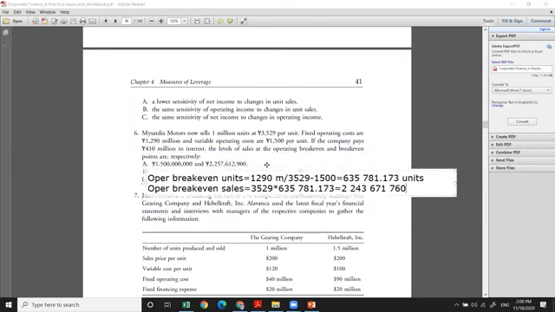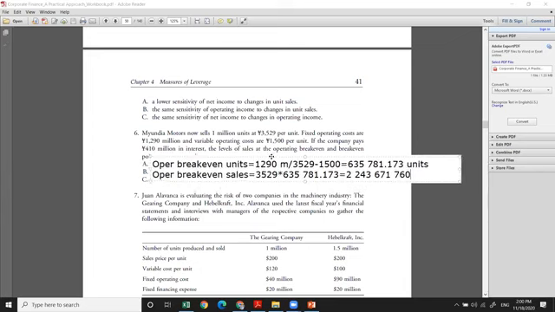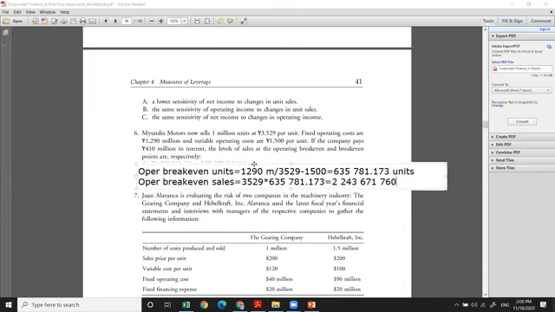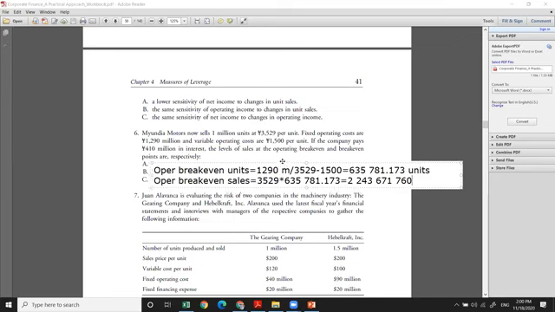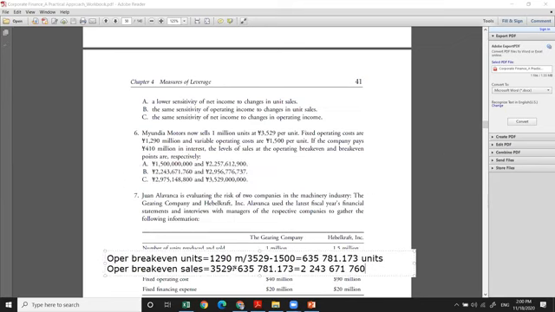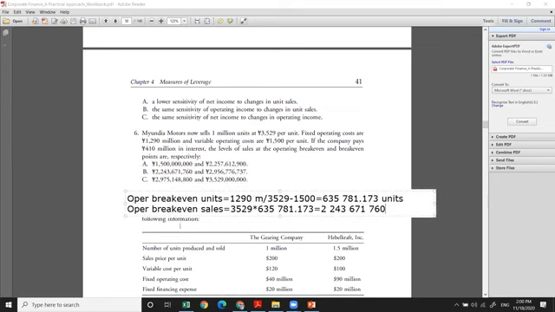So the question asked here is, what is the operating break-even? And break-even points are break-even points. So my operating break-even here is actually, but I didn't calculate the break-even points. So let me just calculate.